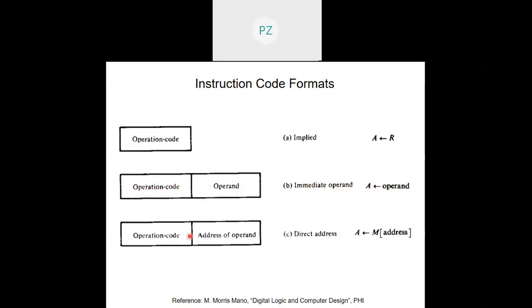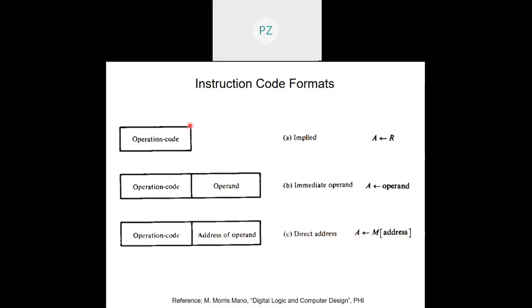And finally, operation code followed by the address of operand. So the operand over here is not a part of the instruction, but the address of that operand is a part of the instruction. So the data or the operand has to be fetched from the address given over here in the memory, and it has to be brought to register A. So this is called direct addressing.